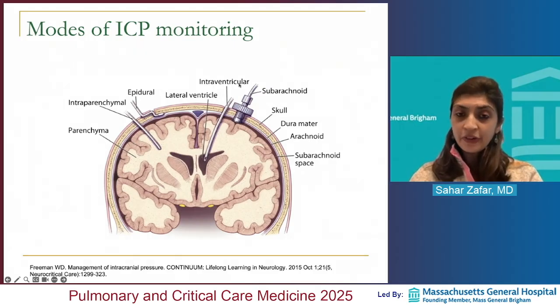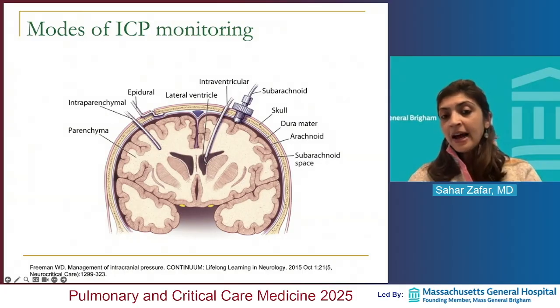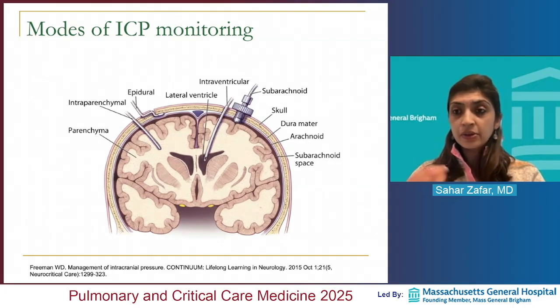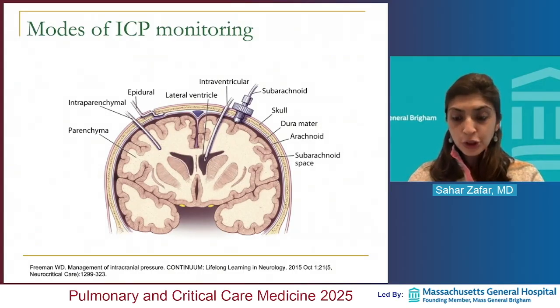And the other most frequently used is the intraventricular monitors, also called external ventricular drains. And these have the added advantage of, in addition to monitoring ICP, as I discussed in our prior slide, you can also use this to drain cerebrospinal fluid. So it can also help in alleviation of high ICP through the drainage of CSF, and can also assist with drainage of blood in patients that have intraventricular hemorrhage.